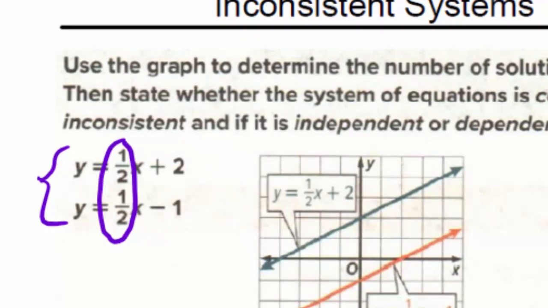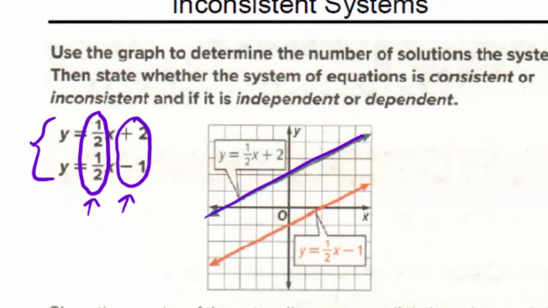So exactly the same slope means they have the same rise and run, but you'll notice that their y-intercepts are different. This is something you might want to add to your notes. If they have the same slope but different y-intercepts like that, then what we have here are 2 parallel lines, which means they'll never intersect each other. They'll have no solution. So we call that an inconsistent system.